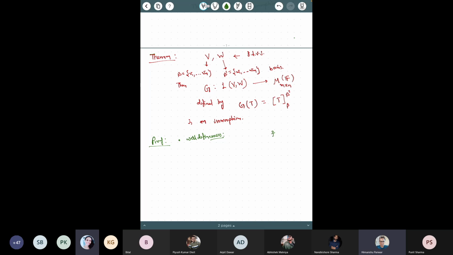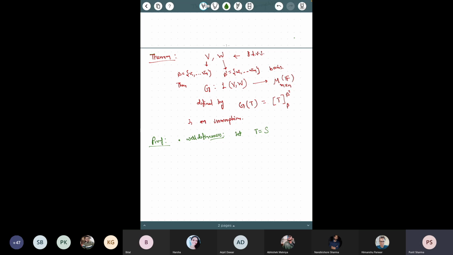So how to show that? We take two elements from the domain, assume they are equal, and then we show that their images will also be equal. That's the mathematical way. So you take any two elements. In this case, if I say that T and S are two linear transformations, and assume that T is equal to S, then you have to show that g of T is equal to g of S. That is what you have to show.